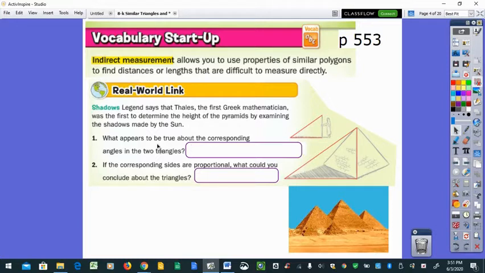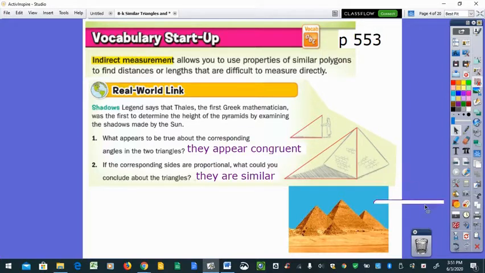And if you look at them, the corresponding angles, so the angle pair is this one here and this one here, this one in the right-hand corner, this one in the right-hand corner, and the top two, they all look to be congruent. They all look to have the same measure of degrees. So if the sides were proportional, we would know that those two triangles are similar from our last section. So using indirect measurement, you can use the properties of similar polygons to find that missing distance that you cannot measure.